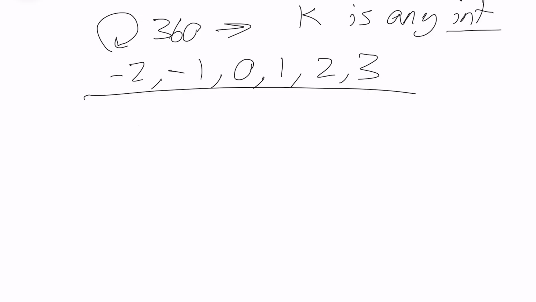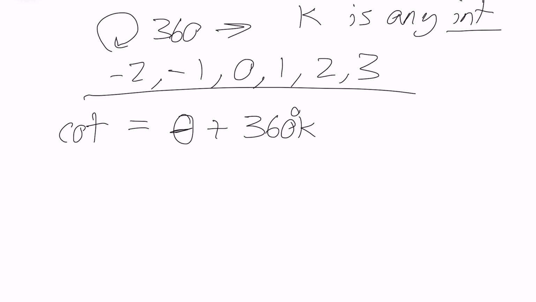So in this case, you can get whatever your angle is, and we'll call it theta for now. And then you can add 360k, 360 degrees times k, to make rotations. This will give you another coterminal angle.